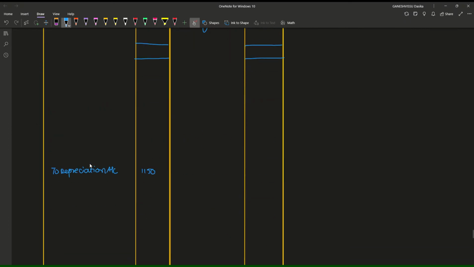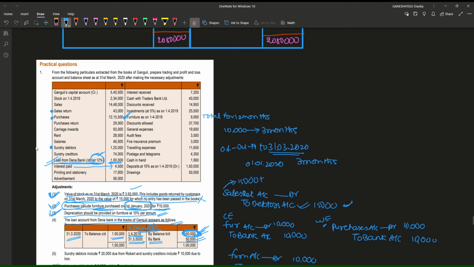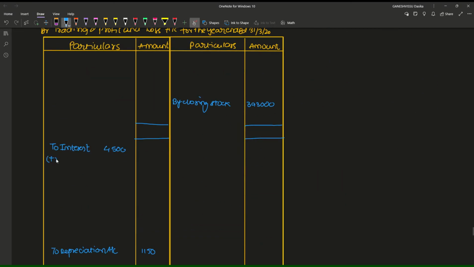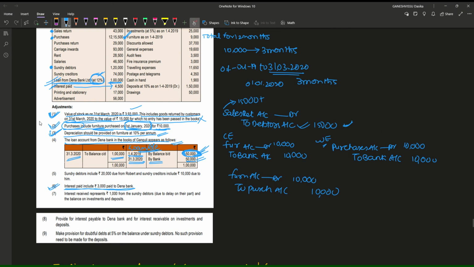And now in here, what we can have here is to interest. I am writing at the beginning so that the space should not be wasted, right? To interest, 4,500 is the interest which we have seen, right? Interest paid is always written on the debit side, right? To the interest plus outstanding interest, we can write outstanding rupees 3,000. So total we need to debit by 7,500 rupees. So we have seen this adjustment also. Interest paid completed. Interest paid includes rupees 3,000. That adjustment is also completed.